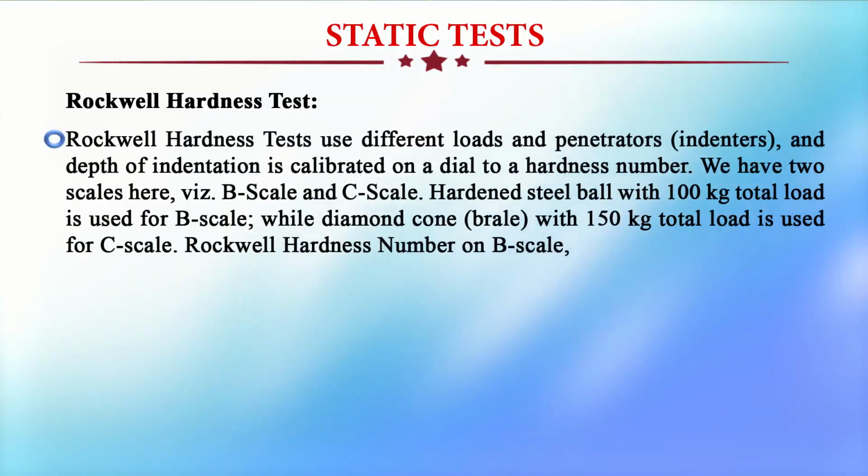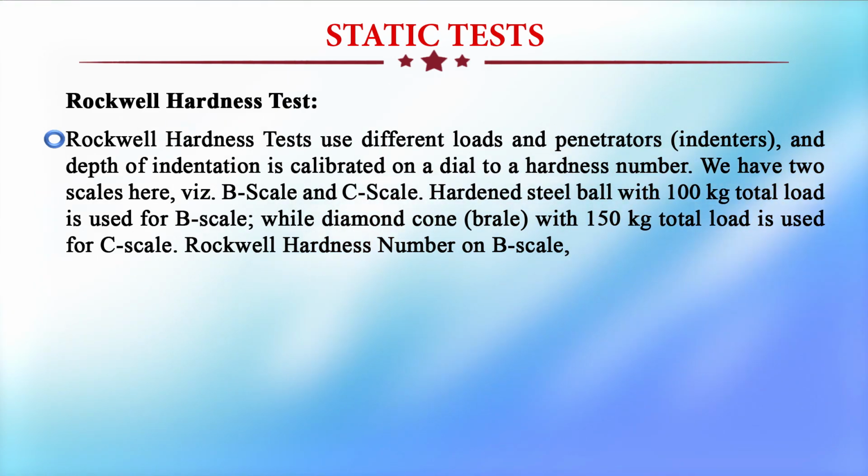Next comes the Rockwell hardness test. Rockwell hardness tests use different loads and penetrators or indenters, and the depth of indentation is calibrated on the dial to a hardness number. We have two scales here, the B scale and the C scale. A hardened steel ball with 100 kg total load is used for the B scale, while a diamond cone with 150 kg total load is used for the C scale.